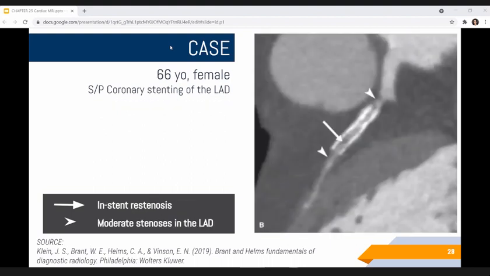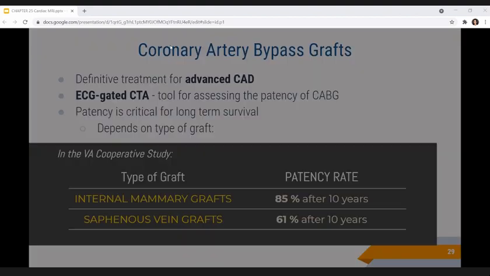Another patient, a 66-year-old man, also post-coronary stenting of the LAD. This curved MPR through the LAD now demonstrates an area of hypoattenuation in the distal aspect of the stent due to in-stent restenosis, pointed by the white arrow. There are also moderate stenoses in the LAD proximal and distal to the stent, demarcated by the white arrowheads.